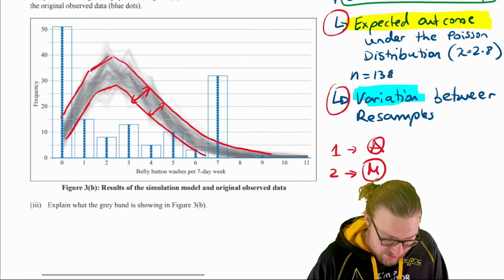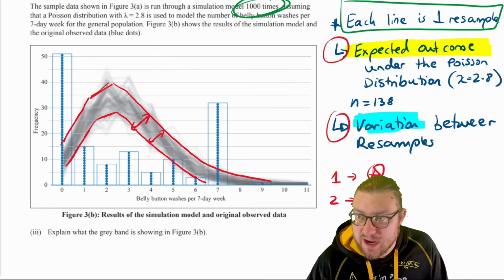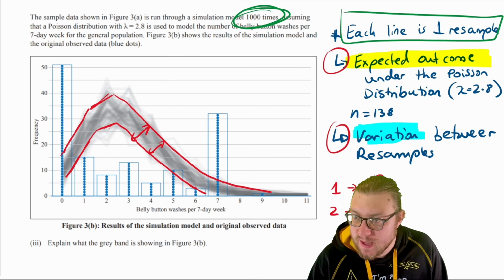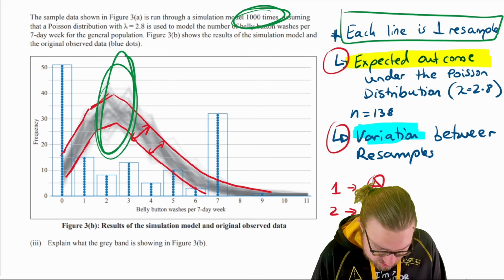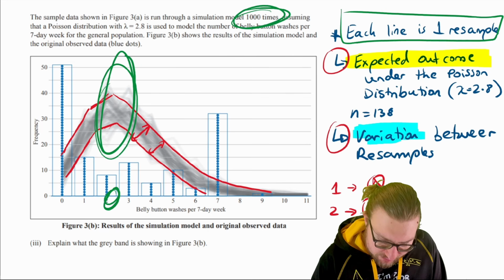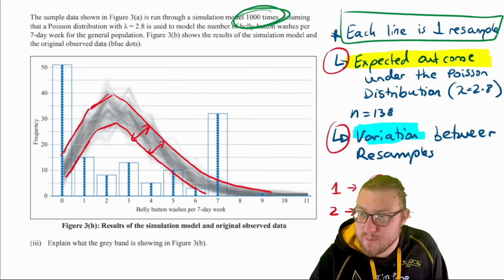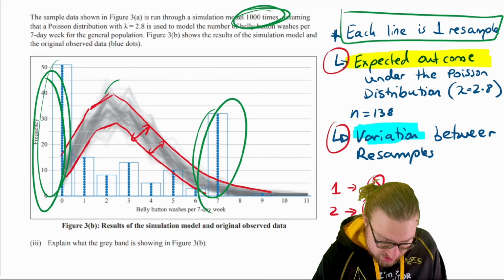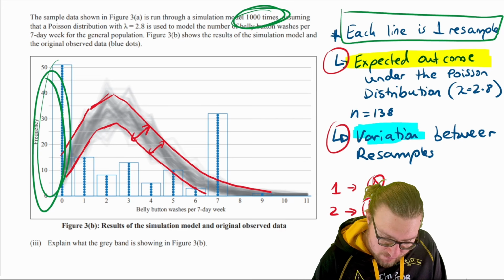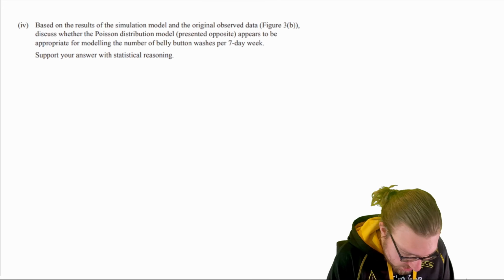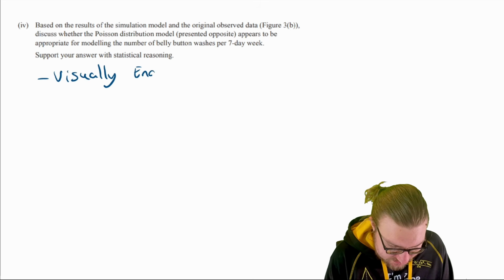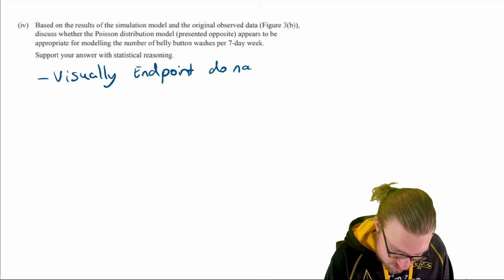Well, the gray is what we would expect if we have a Poisson distribution with parameter 2.8, the mean 2.8. And that would make sense that there's a spike here because 2.8 is our mean, right? That's our average. So we would expect more to be in the middle. So what we're going to have to talk about here is that the endpoints don't match and the middle point doesn't match, and we can just compare the shapes visually. So the first mark here we have visually. Yeah, so the endpoints do not match.